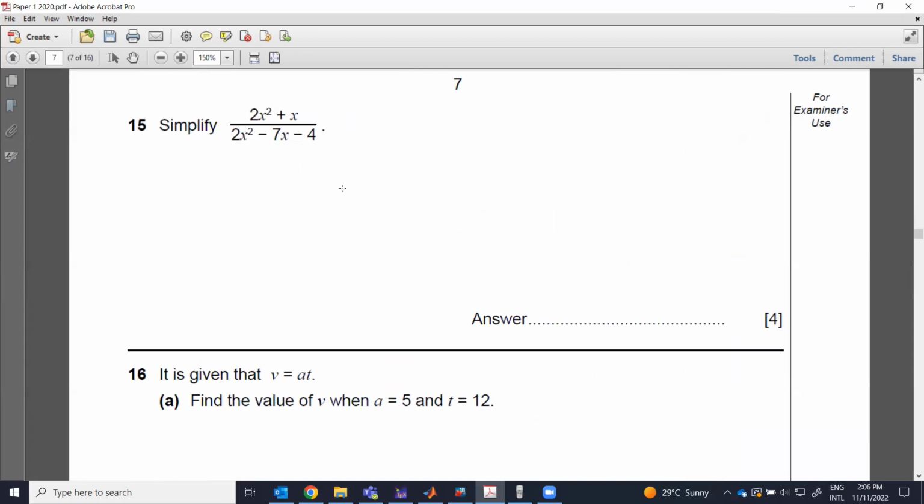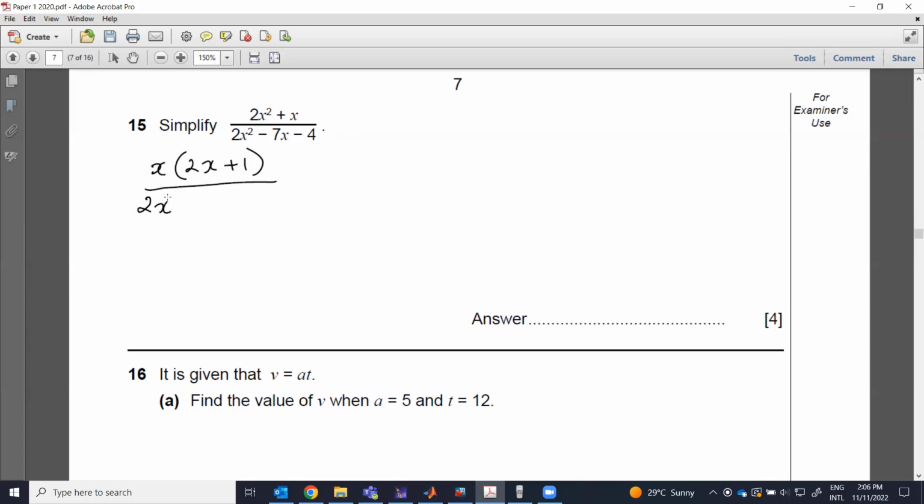Right, so we have to simplify this fraction over here. So when you see something like this already in your mind, you should think, okay, I need to factorize, so that some terms can maybe cancel. So in my numerator, x is a common factor, so we take x out. So we have 2x plus 1. And then in the denominator, we have a quadratic trinomial. So you look for two numbers that when you multiply them, the answer is -8. And when you add them, the answer is -7. So that's -8 and +1.